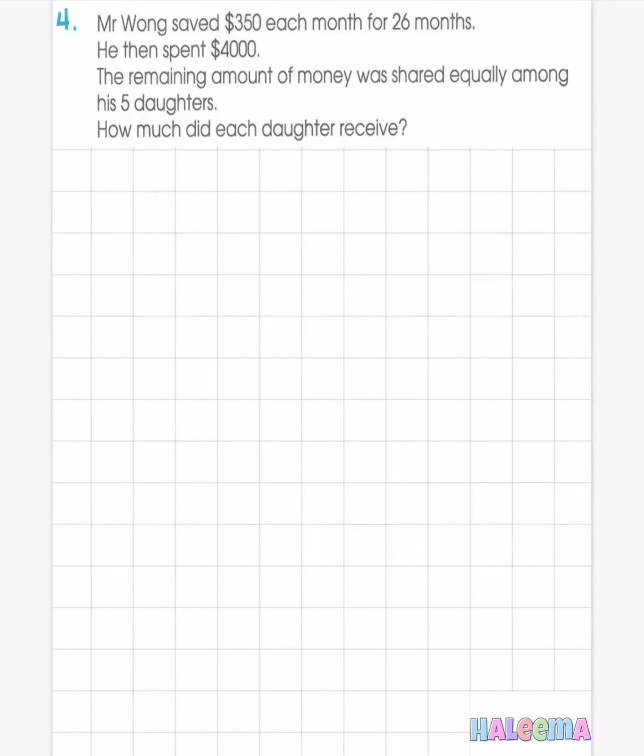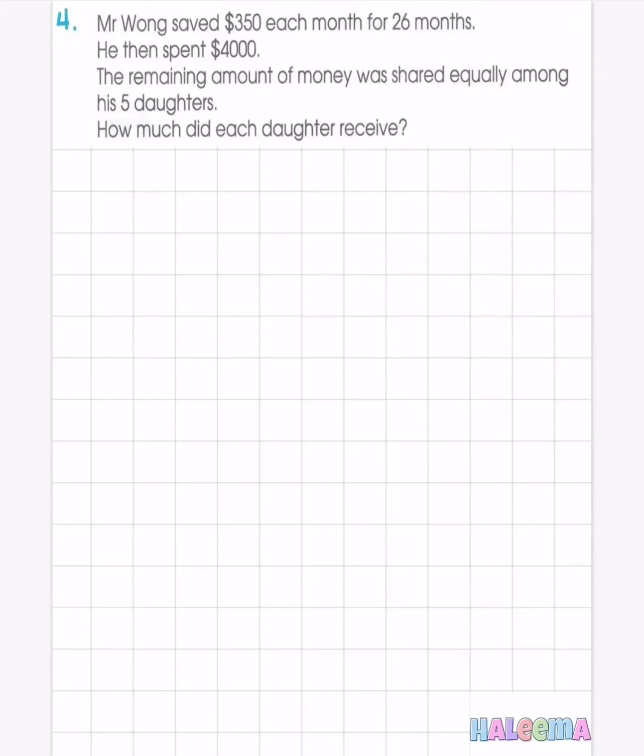Let's solve another question. It says Mr. Wong saved $350 each month for 26 months. Remember to multiply them both, okay? He then spent $4,000. The remaining amount of money was shared equally among his 5 daughters. How many did each daughter receive?